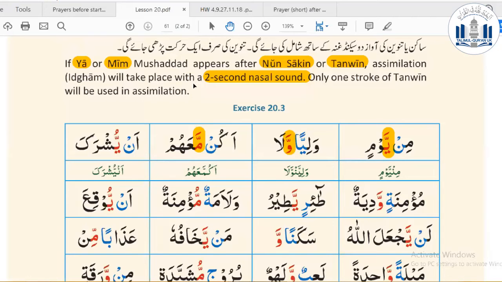So in this example that we just did today, can you tell me the two components of this rule that appear in it? Let me tell you one. In the first part, we have waw mushaddad. And over here, do we have noon sakin or tanween on the ya? It's actually tanween. That's where the rule comes from. Because we're joining a letter with a tanween and a waw mushaddad, that's why the 2-second nasal sound is produced.